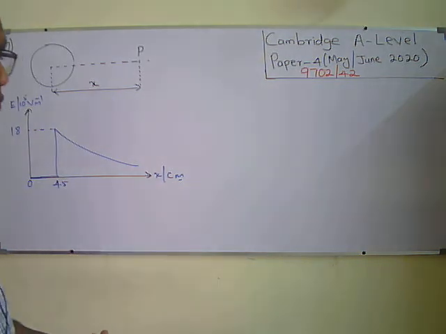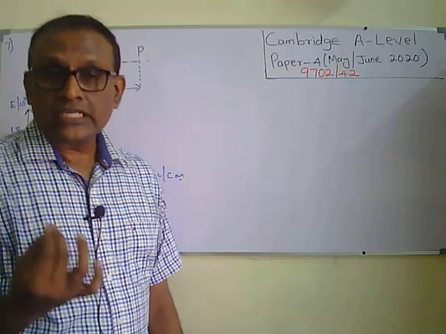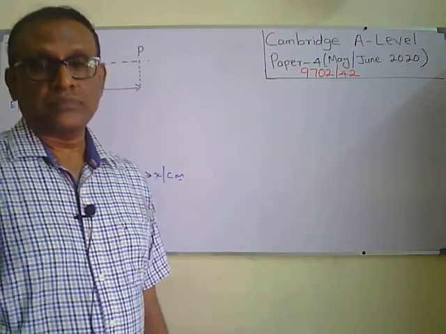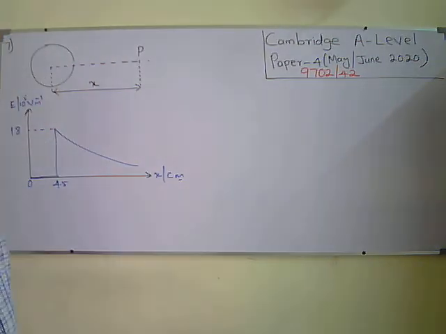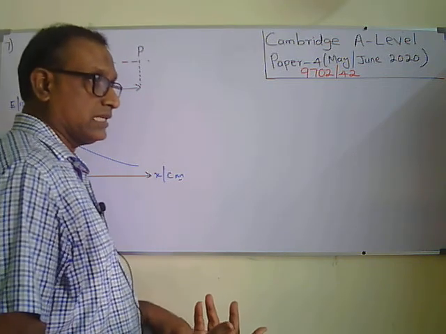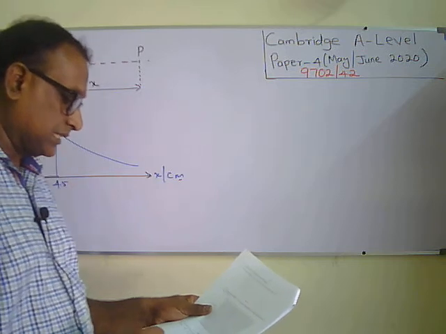So you can say force per unit positive charge. Is it force per unit positive charge is defined as the electric field strength E equal F over Q, is it? But Q should be a positive charge.